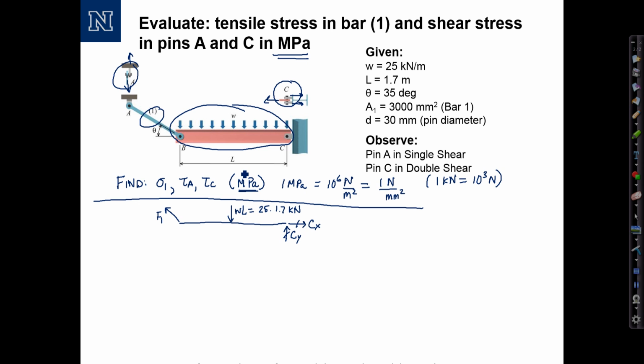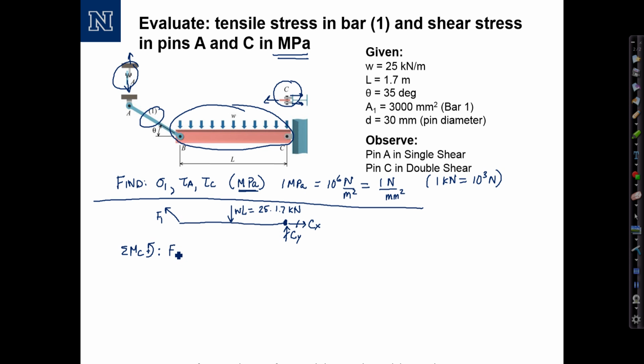I could start anywhere. I think I will start by summing moments about point C, which will allow me to directly solve for the force in member 1. Sum of the moments about C, taking moments in the counterclockwise direction to be positive. F1 produces a negative moment about C. Only the component in the vertical direction will contribute to the moment about C. The component acting in the horizontal direction passes through C and so does not contribute.